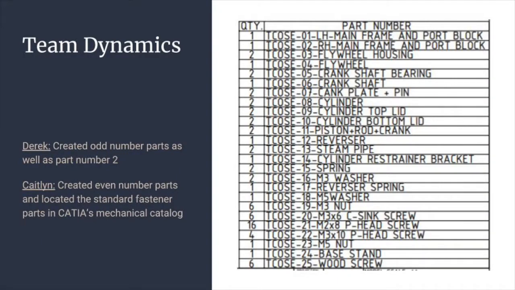Here we have a parts list of the items that needed to be created for the assembly. I took the odd parts, Caitlyn took the even parts. However, I also took part 2 simply because it's basically a mirror of part 1 with minimal changes, so it just made sense to have those parts created simultaneously. Caitlyn also took the standardized parts, whether the washers, the nuts, screws, etc. She found all of those in the CATIA directory and just spliced them in.